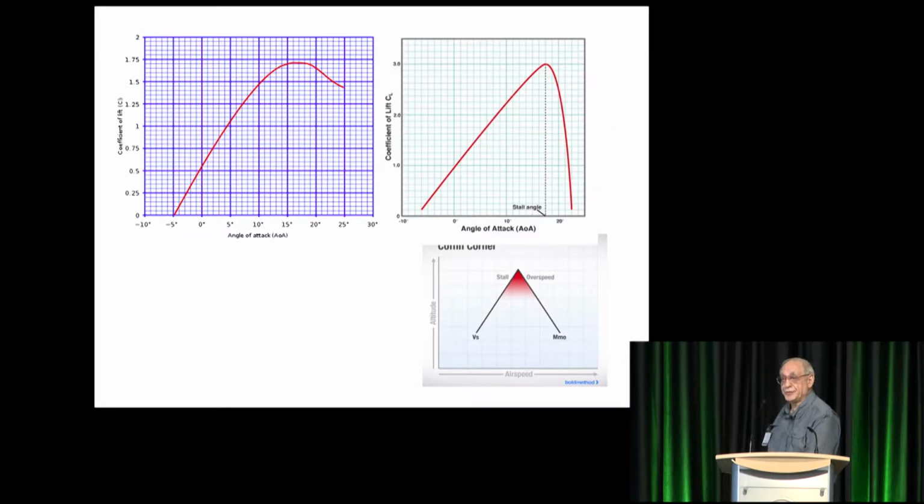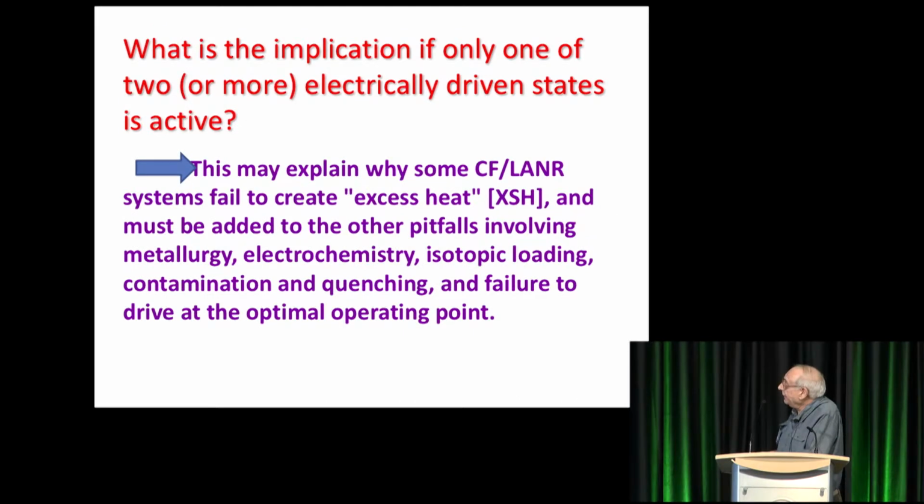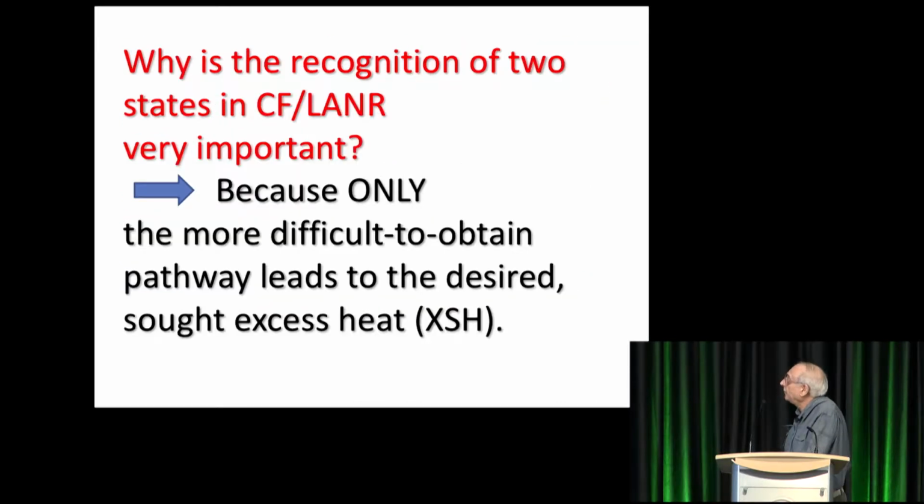And by the way, here's another interesting thing. When you look at the aerodynamics of flight, what we see is there's optimal operating points. And if you're above here, you get into a stall. We're going to see the same curve occurs in cold fusion. And if you want success, there are two states, and we will distinguish these modes, the active mode and the inactive mode. And the implication is if you want success, you must drive your system in the active mode and avoid falling into the inactive mode.